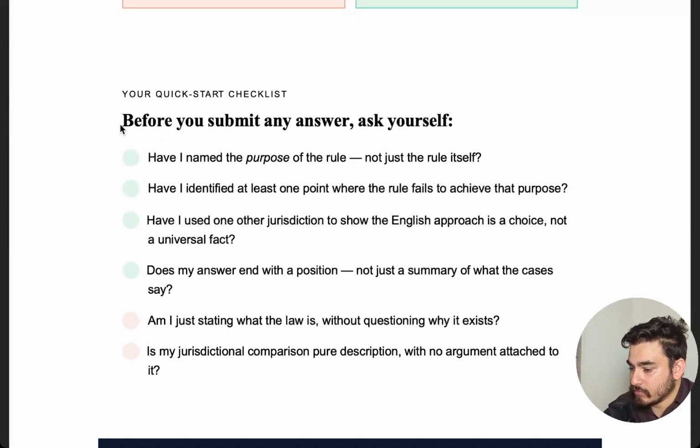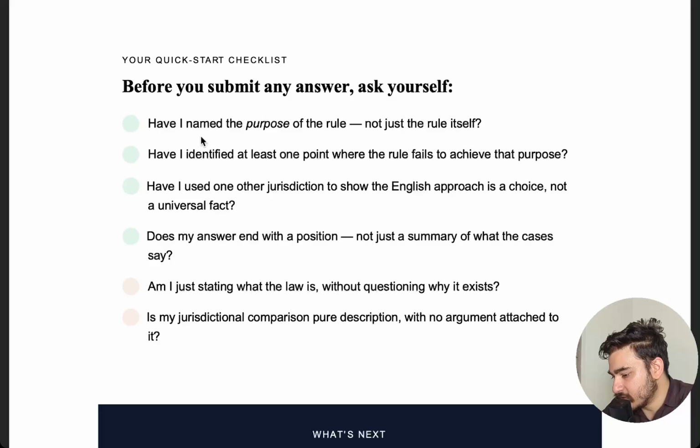So now I have a quick checklist that you need to follow, and that's how you would know whether your answer would fall into a 70 or a 50. Have I named the purpose of the rule? Whenever you're stating the law, have I named the purpose of the rule? If you have, you move on. Have I identified at least one point where the rule fails to achieve that purpose? You identify that one shortcoming of the rule. Have I used one other jurisdiction to show the English approach is a choice, not a universal fact? This could be any jurisdiction such as the US or the French, like the ones that we used above.